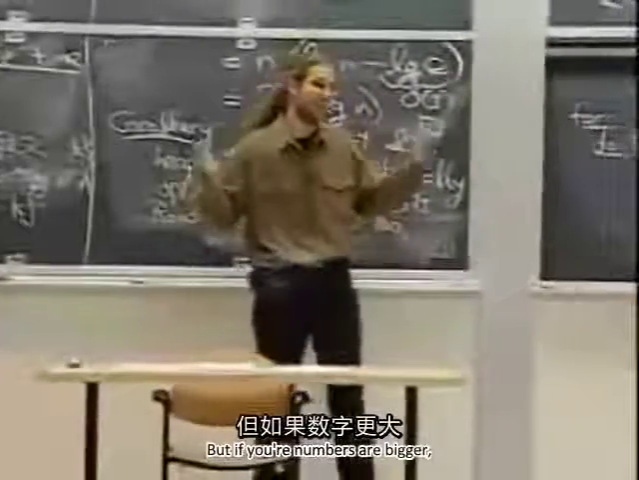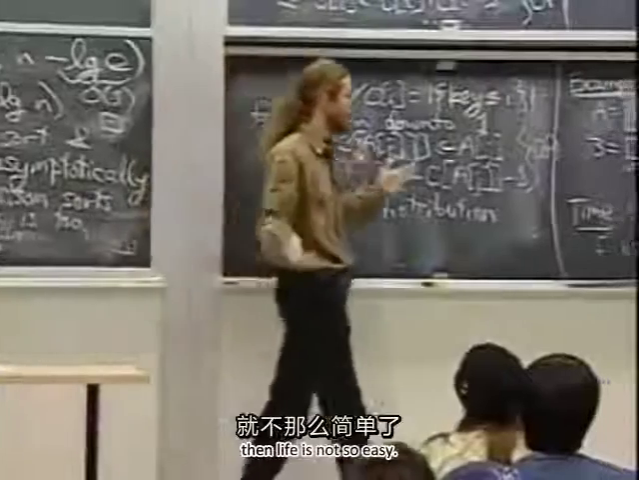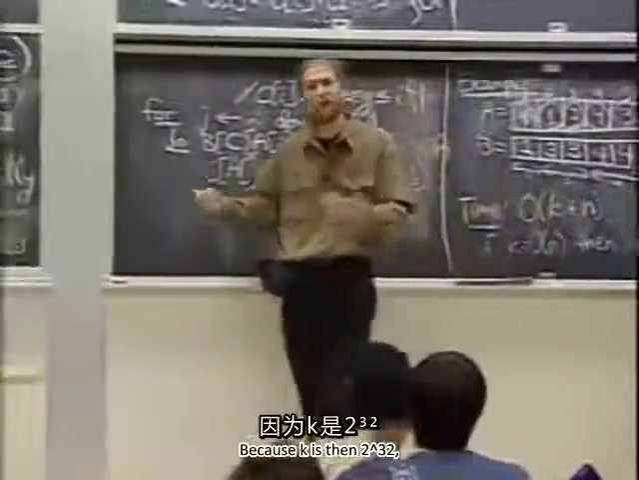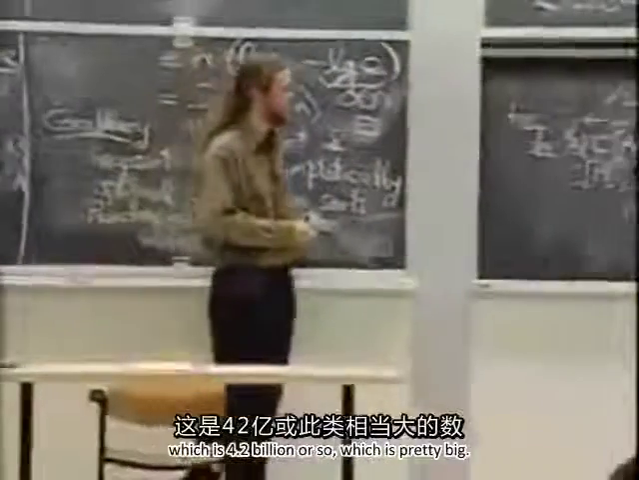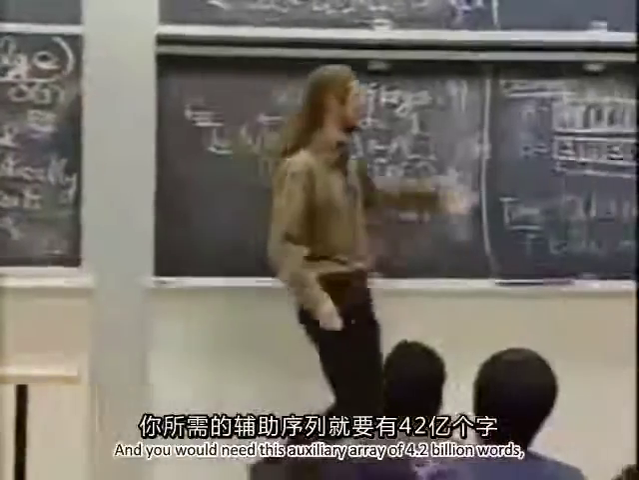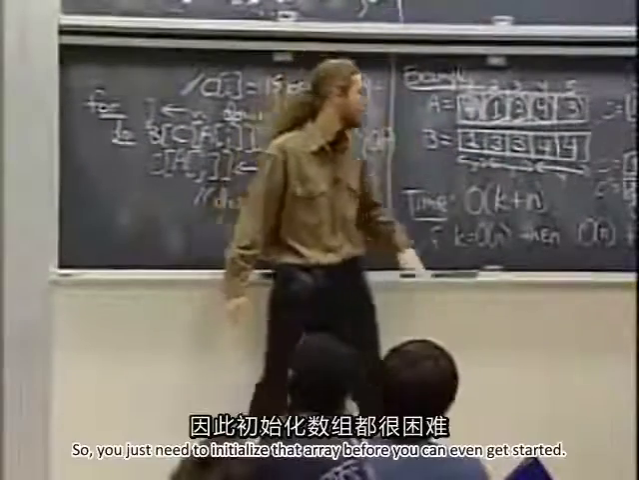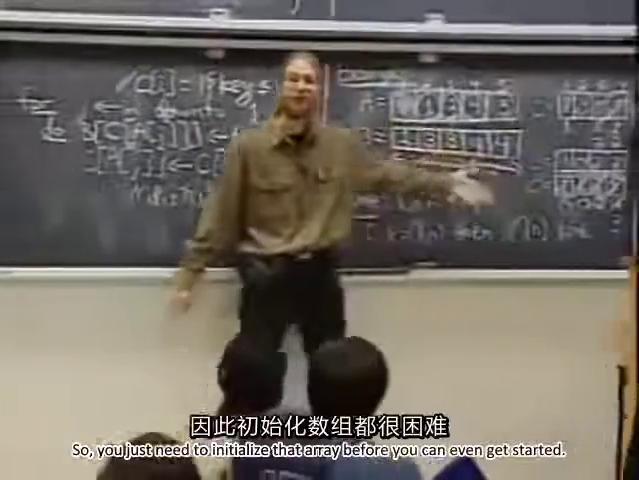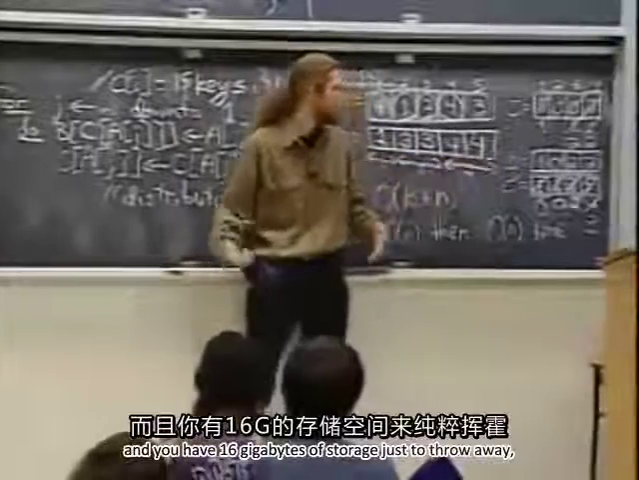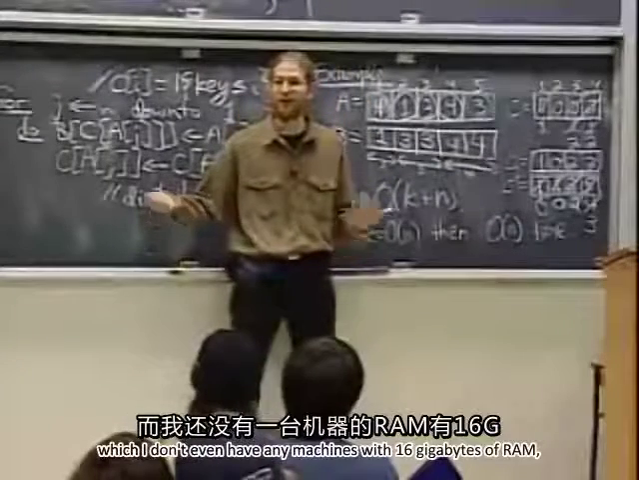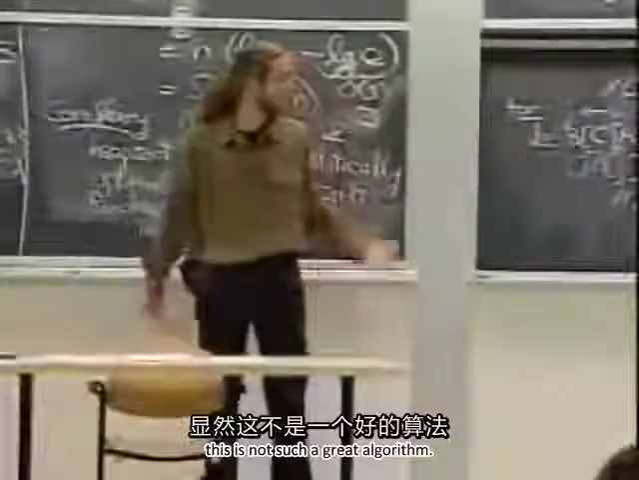But if your numbers are bigger, say, you still know they're integers, but they fit in 32-bit words, then life is not so easy because k is then 2 to the 32, which is 4.2 billion or so. Which is pretty big. And you need this auxiliary array of 4.2 billion words, which is probably like 16 gigabytes. So you just need to initialize that array before you can even get started. So unless n is much, much more than 4 billion, and you have 16 gigabytes of storage just to throw away, which I don't even have any machines with 16 gigabytes of RAM, this is not such a great algorithm.